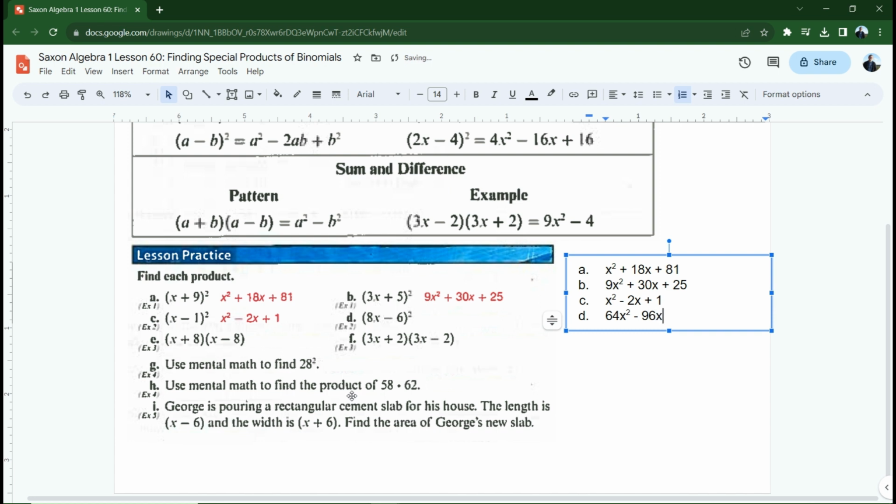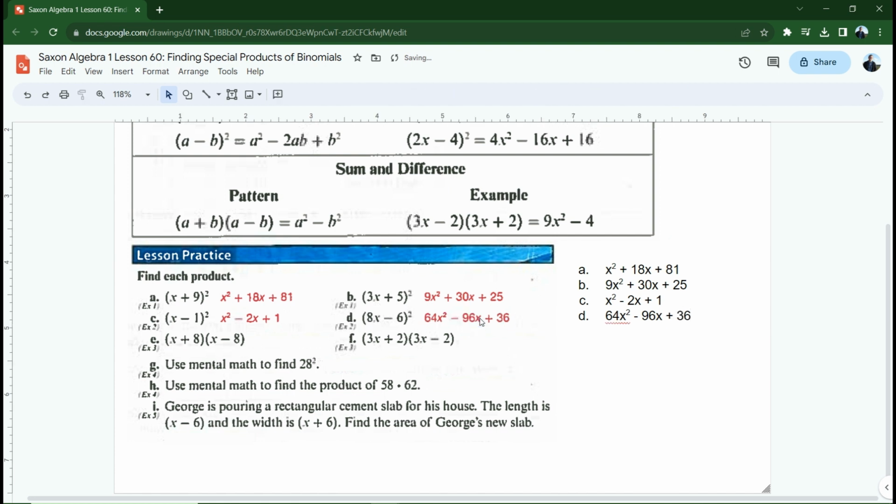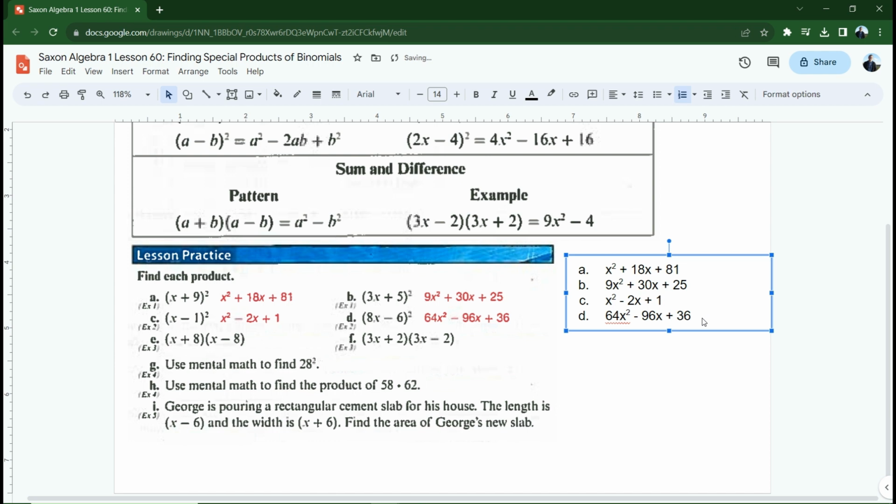So it's 96x. So 2 times the first term, 16x, times the second term, which is 96x. And then plus 6 times 6 is 36. All right, let's make sure I got this one right. There it is. Letter E. Again, I'm just following the pattern. This is the easy pattern.